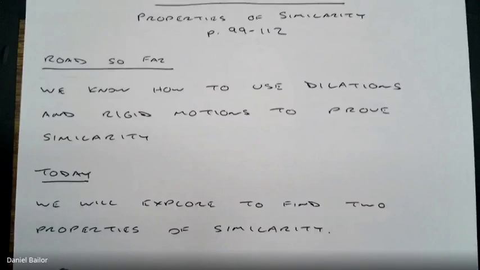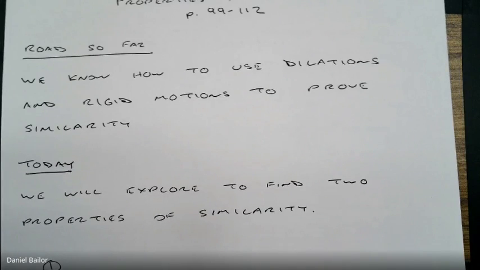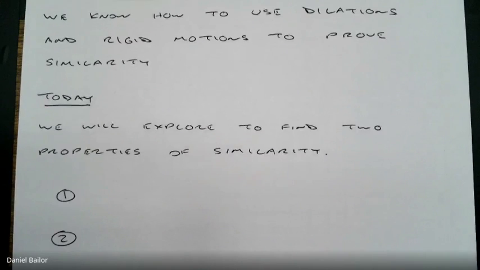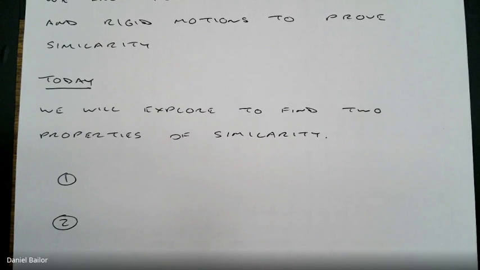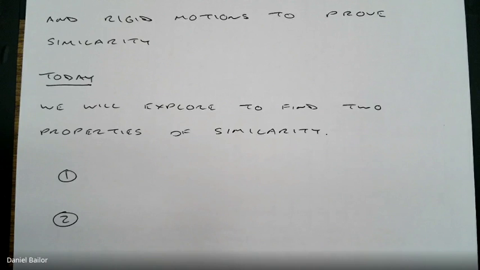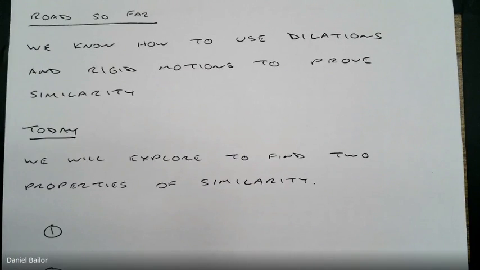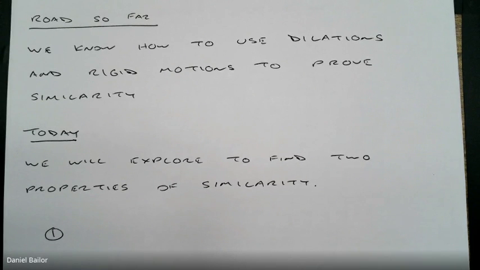So today we'll explore to find two properties of similarity. And after we explore for a little while, we will fill in the two properties right down the bottom of your notes. So I just have two blanks, you can leave that. But today we're just exploring properties of similarity. So it should be fun, a little bit creative like we did yesterday, where we're problem solving and figuring out how to make things line up. It's pretty good. So let's begin.